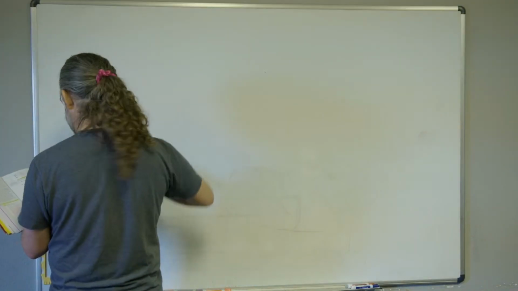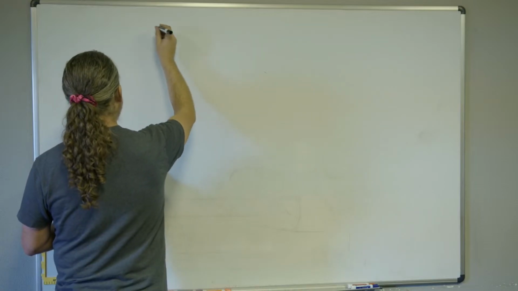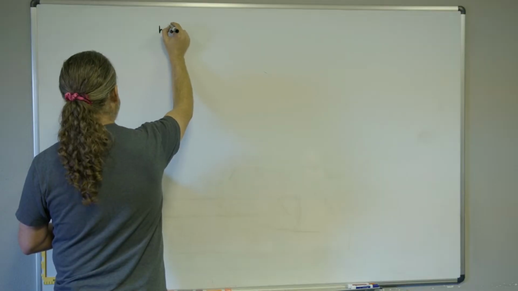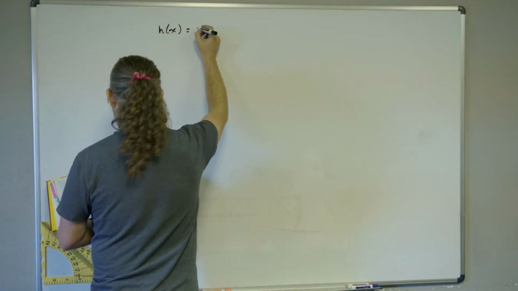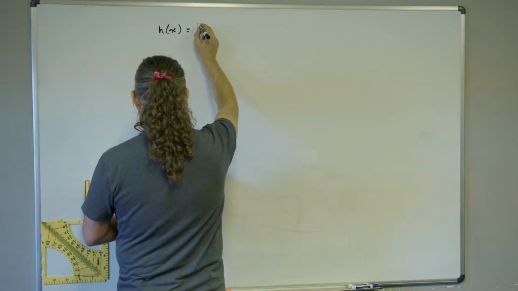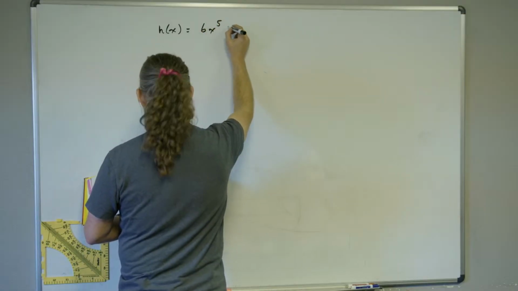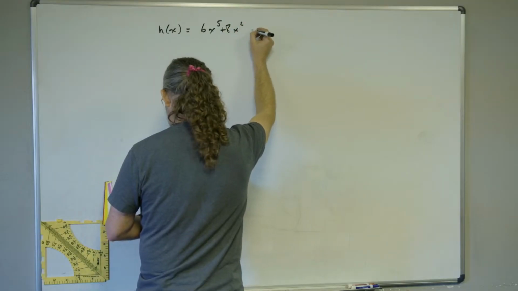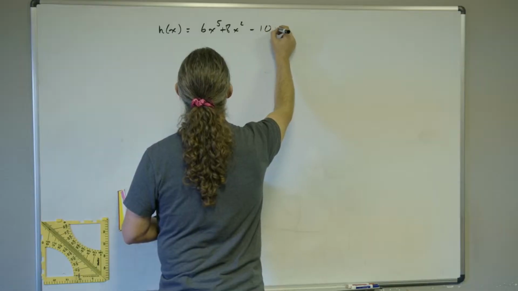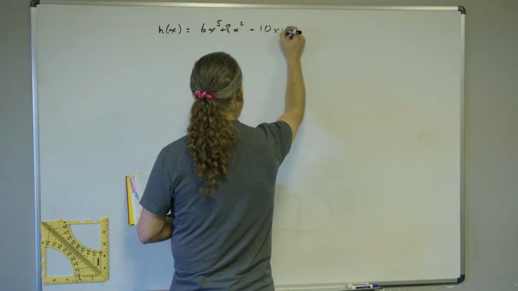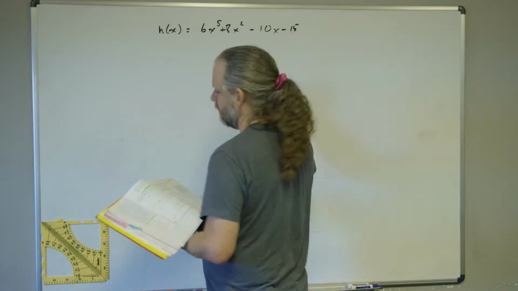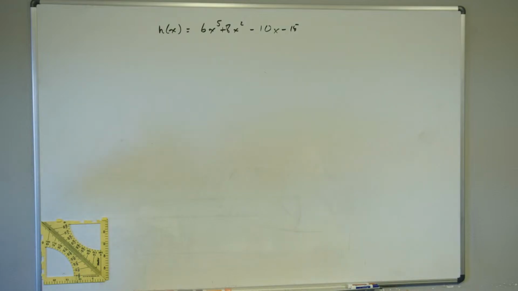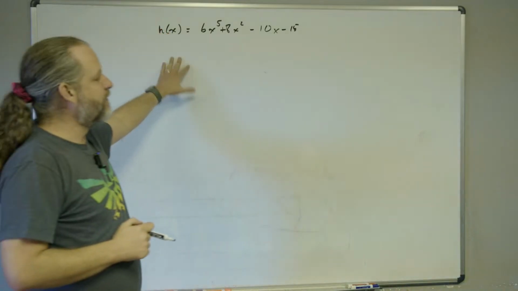We did this in Algebra 2. I don't know whether you'll remember it or not. That's a different question. So we're going to take h of x equals 6x to the 5th, plus 8x squared, minus 10x, minus 15. Okay, so the instructions on the problem would be: describe the number and type of zeros.